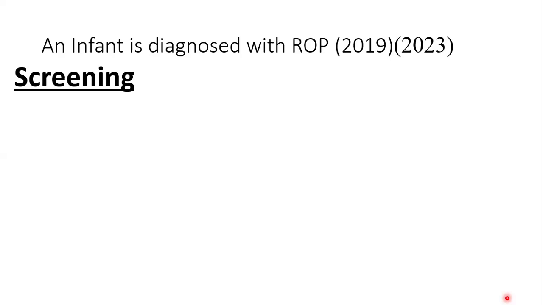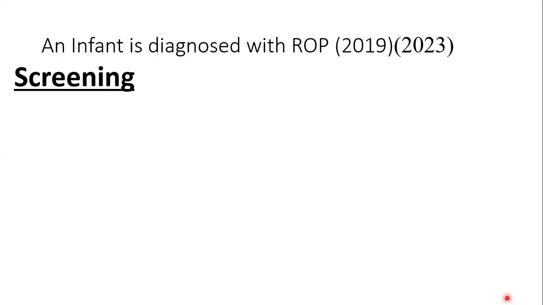Exactly. Any other things that we might consider to screen babies for ROP? Septicemia, sepsis, jaundice. Sick baby. Necrotizing enterocolitis. Oxygen exposure.